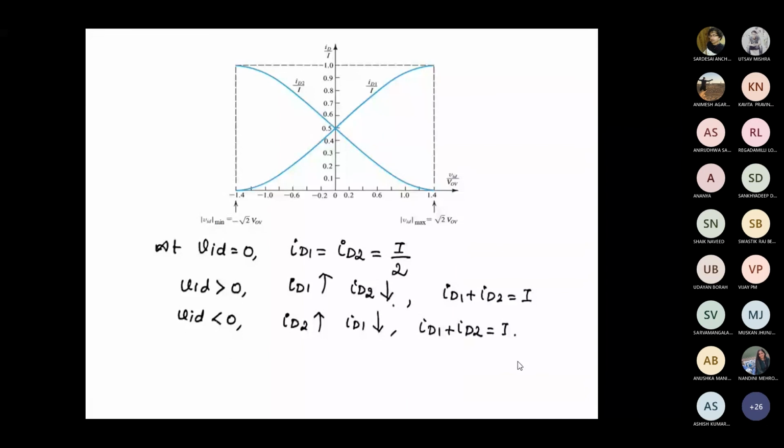All these equations will be used in the numericals, so I suggest you make a note of all these equations. Most of the equations will be used for the numericals, because you have to understand the analysis first, and only then can you apply it clearly in the numerical.